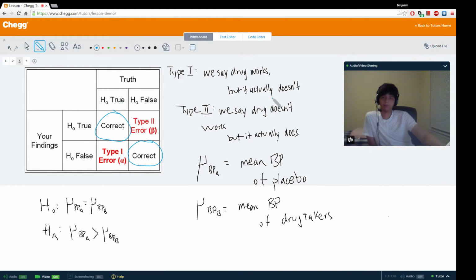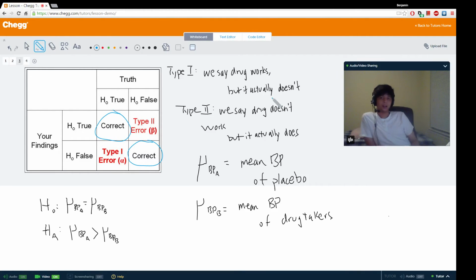But in nature, it actually doesn't. So we report to the board of higher ups that, hey, our drug works, but it actually doesn't in the general population. So this would be what a type 1 error looks like. Once again, it's when you say your null hypothesis is false, but it's actually true in nature.